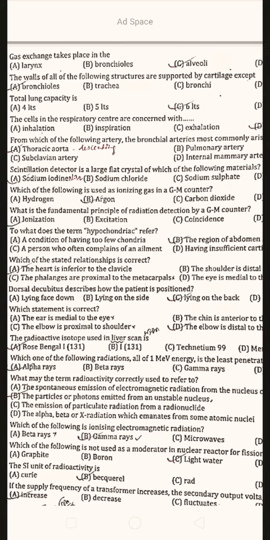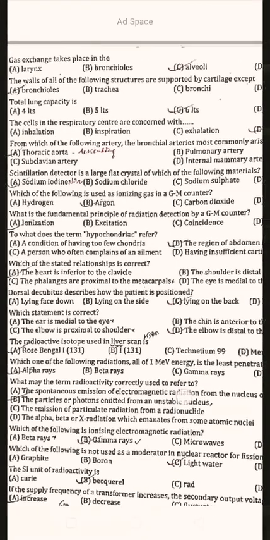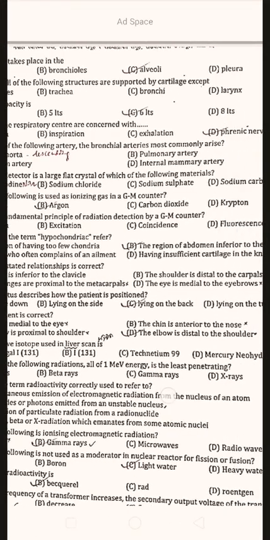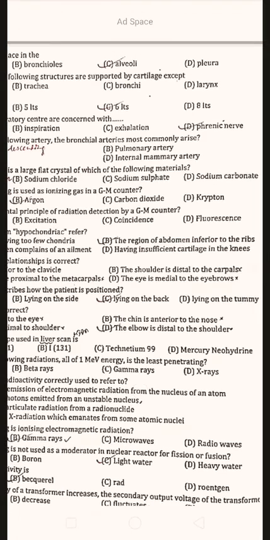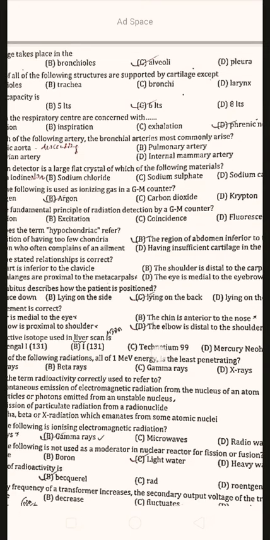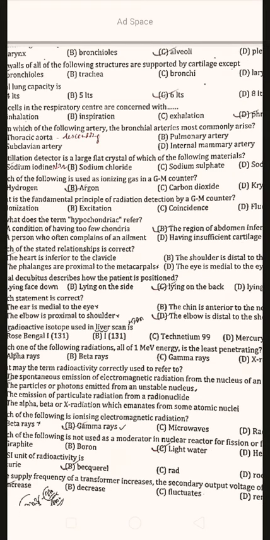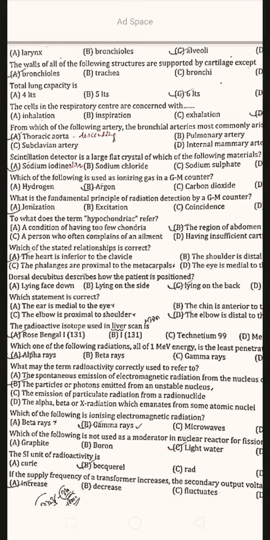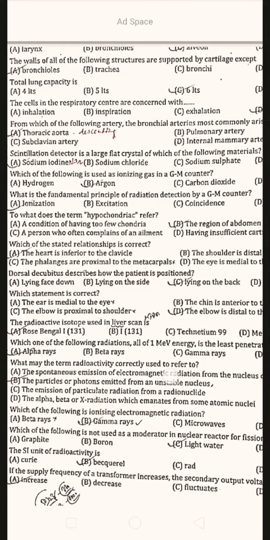Scintillation detector is a large flat crystal. Which of the following materials is it: sodium iodide, sodium chloride, sodium sulfide, sodium carbonate? Sodium carbonate is used in the processing room. Sodium sulfide is actually used in film processing, and sodium chloride is also used in the processing room. But sodium iodide is used in the scintillation detector. It is used in a DDR or DR system.